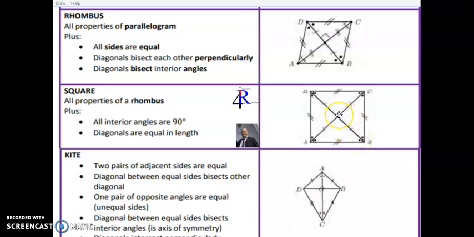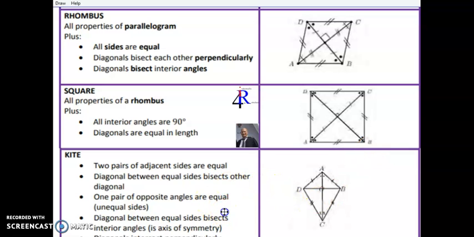Diagonals will bisect at 90 degrees and they also bisect each other. They will bisect the angles, so I will have 45, 45, 45, 45, 45, 45, and 45 degrees. All the sides are equal.